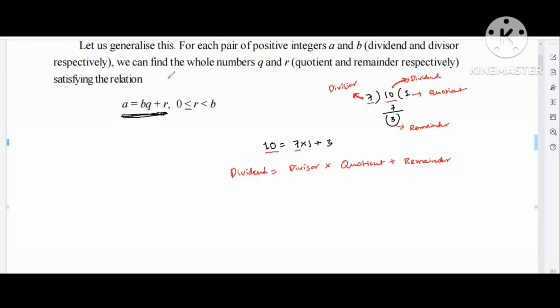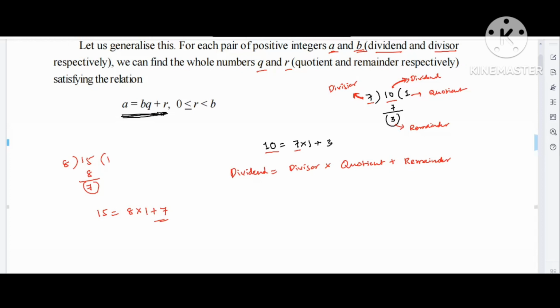For a and b, we consider that a is called the dividend and b is called the divisor. So we can find the whole numbers q and r. q is the quotient, r is the remainder. For example, I'm taking one more number, 15. I'm dividing by 8. You can take 8 ones are 8 and the remainder is 7. Write the equation: dividend equal to divisor into quotient plus remainder.